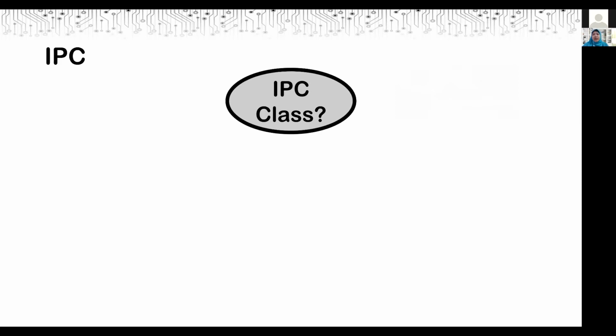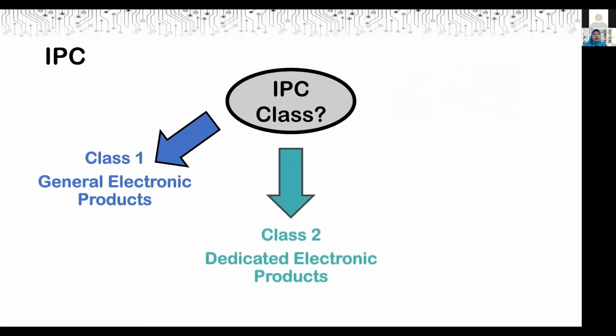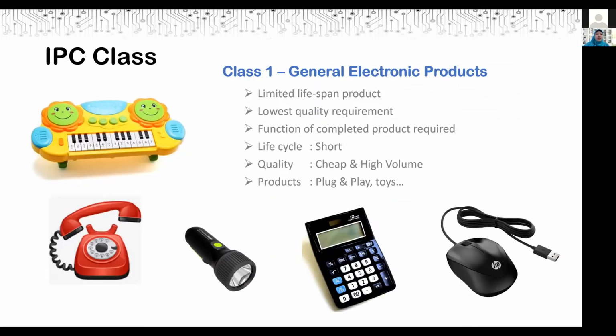So IPC classifies electronic products into 3 classes. We have Class 1, the general electronic products. Class 2, dedicated service electronic products. Class 3 is your high reliability electronic products. So now let's go into details on these classes.